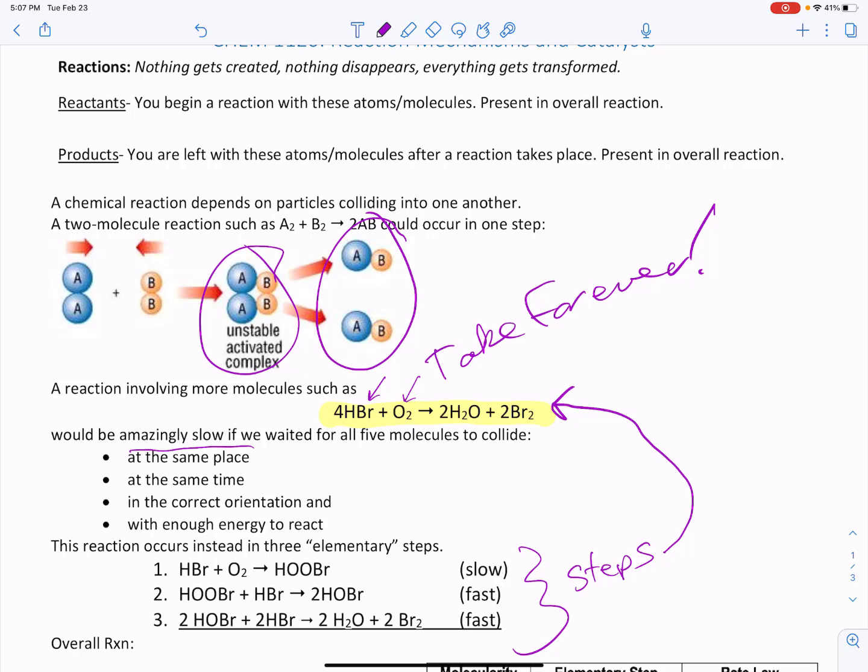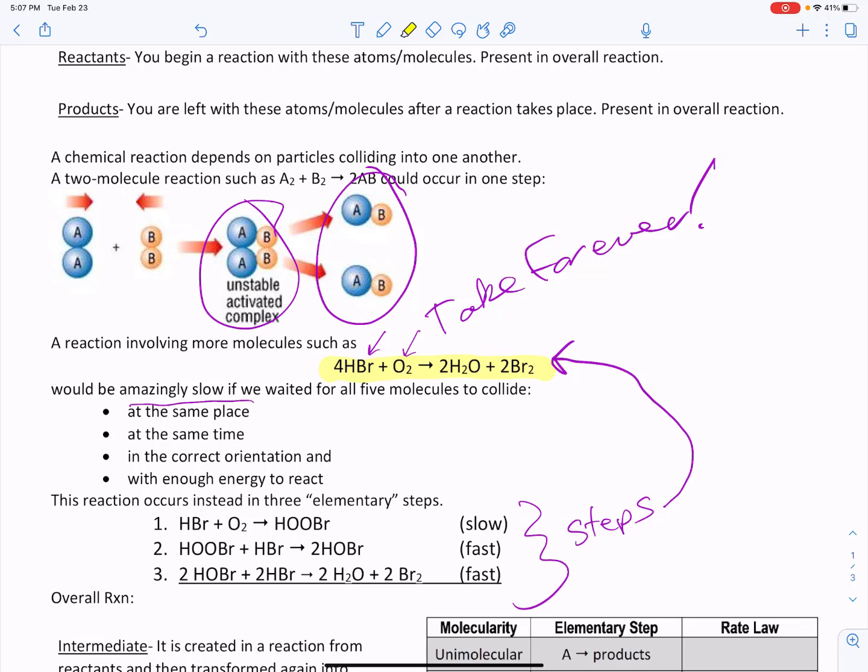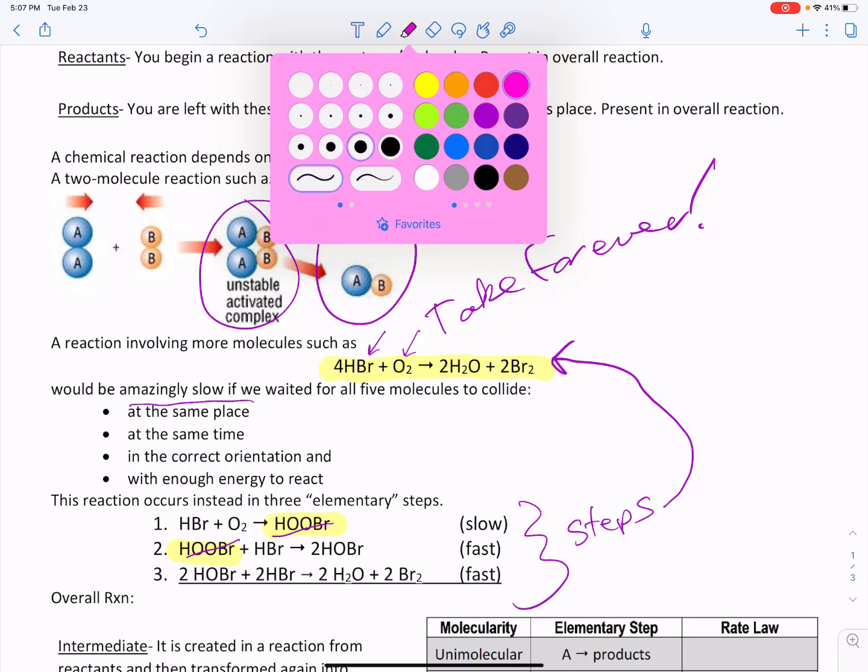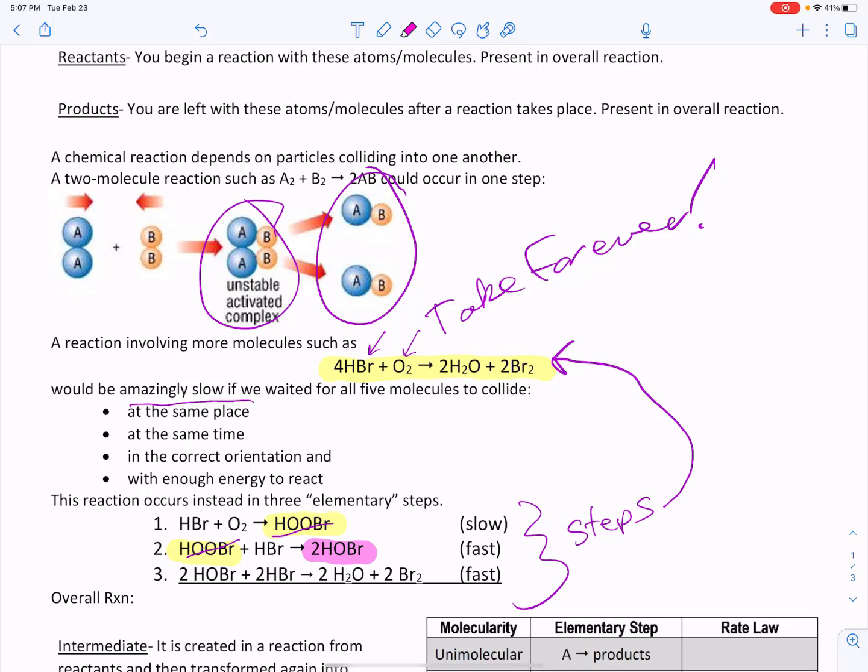Now, how does this work? Well, first off, if you look at step 1, it is creating this molecule, and then step 2 takes that same molecule and reacts it with hydrogen bromide, thus destroying it. So since it's on both sides of the reaction, it's going to cancel out. Similarly, in step 2, we have this molecule being created, and then in step 3, it's going to go away. And so we can cancel it out.